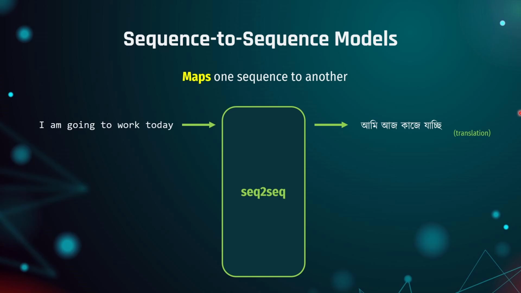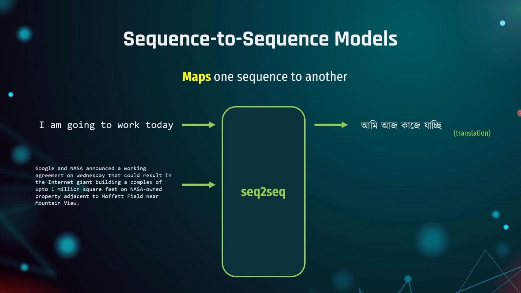Similarly, if we want to summarize text, our seq to seq model will take as input sequence the large corpus of text, and it will convert or map that large corpus of text to its corresponding shorter version.